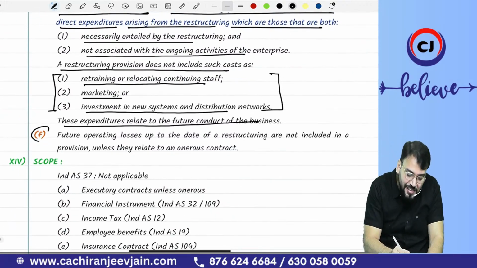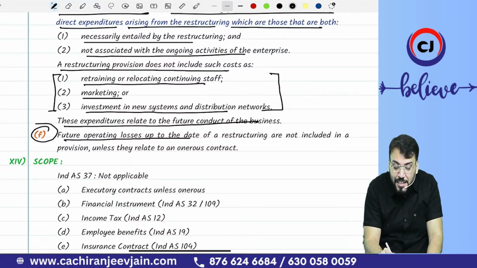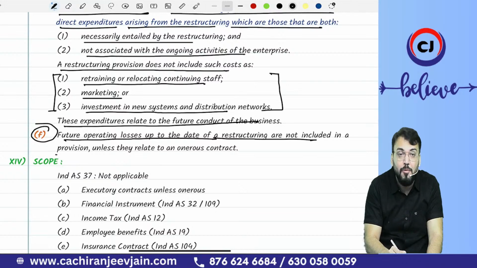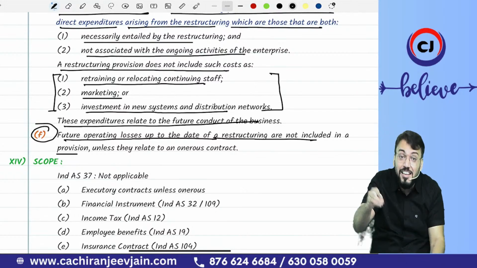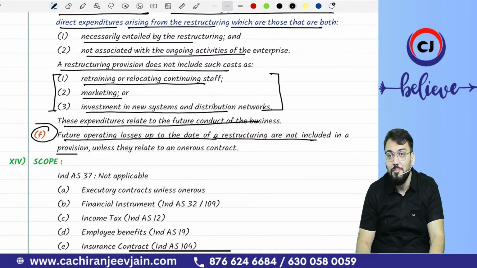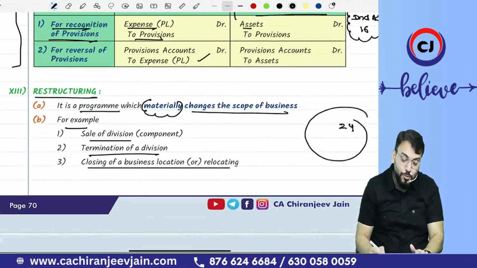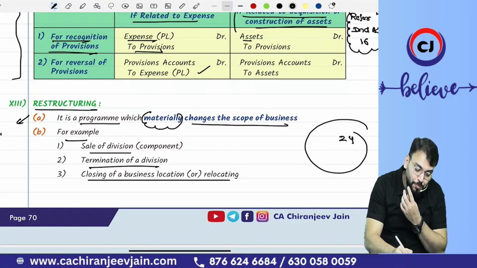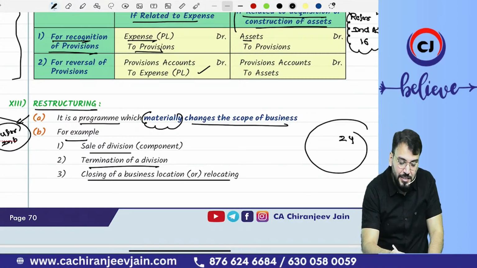One more clarification has been given in point number F. Any future operating loss up to the date of restructuring are also not included in the amount of provision, because future operating loss also we do not create any provision unless the contract become onerous. Understood? Correct. This is super important. Correct. One very good question. Let us take that question.